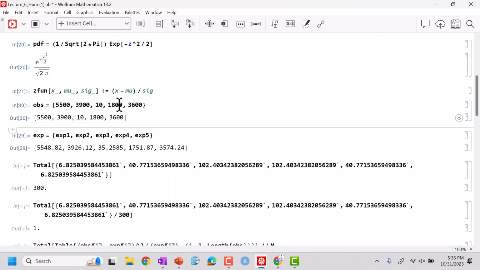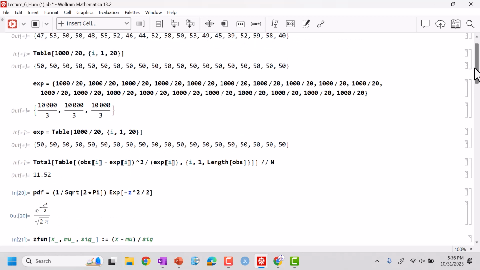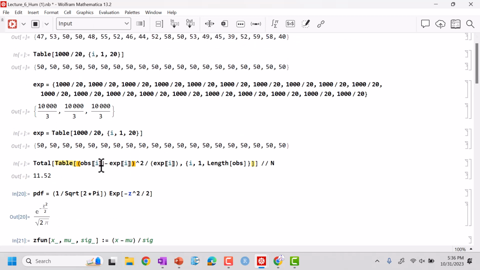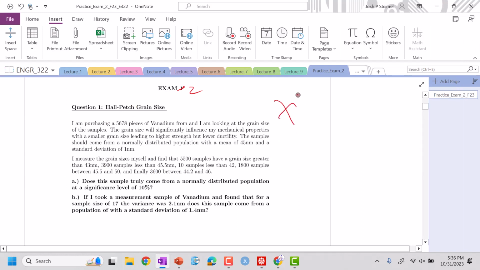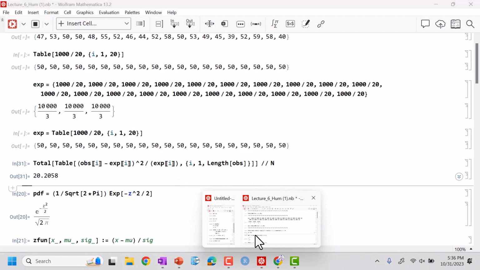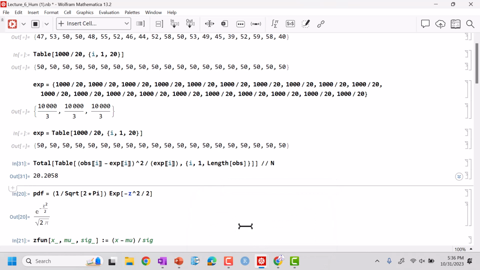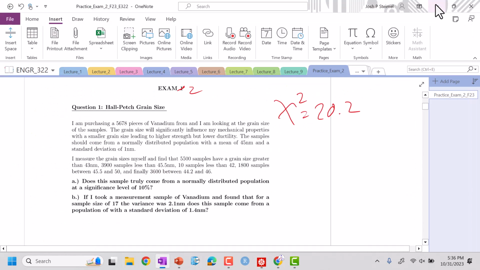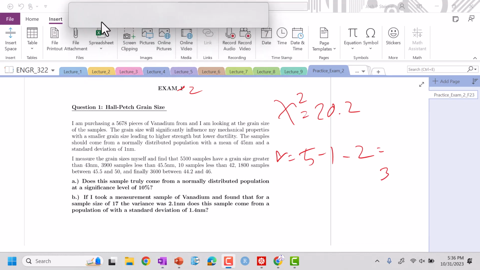Expected 1, observed, expected. Let's go to our function here. So we get a chi-squared of 20.2. In this problem, how many outcomes do we have? What's the length of observed? I believe it's 5, because we have 5 expected. Yes. So our nu is equal to 5 minus 1, but we also have 2 parameters from R, so that's going to be 3.